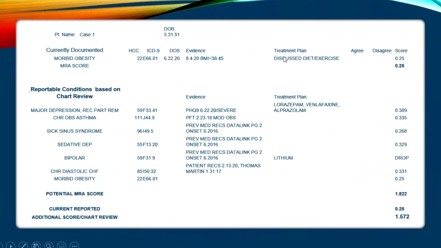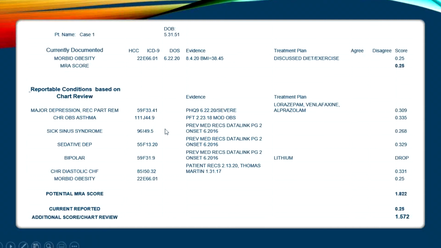So having said that, I had an opportunity to go through a couple of charts for one of the physicians. I just wanted to show you that based on a chart review, you can see that this is patient name, this is case 1. Currently, the provider was documenting morbid obesity, which is an HCC of 22. The BMI certainly qualified. That HCC landed him a score of 0.25. That was the only condition that that provider had been documenting.